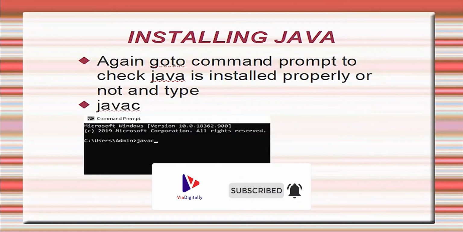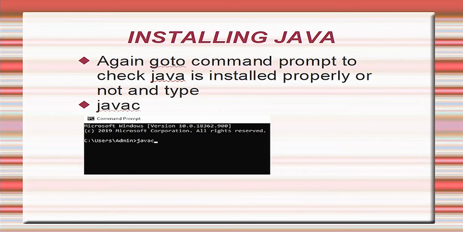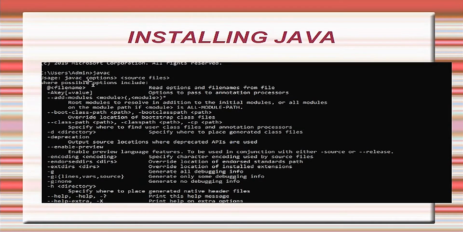Now we have installed Java, and now we have to check whether the path was correctly set or not. For this, again we have to go to the command prompt. If you have already opened the command prompt, close that window and reopen it, and here type javac. If we type javac, now we will get a list of options. This says that we have set the path correctly, and previously we got an error saying it is not a recognizable command.